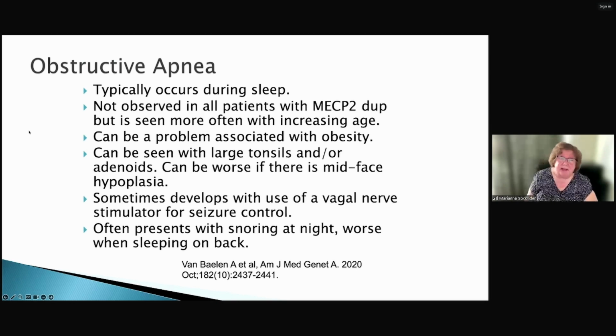Obstructive sleep apnea is something that we also have concern about. It's not seen in all patients with Mecp2, but it can be seen more often with increasing age. There can be various factors that contribute to this risk, in addition to some weakness of the upper throat and airway muscles. You can see this more with obesity. You can see it if a child has large tonsils and adenoids, even in children who don't have Mecp2. You can also see it more if a child has some mid-face hypoplasia. Sometimes obstructive apnea develops with the use of a vagal nerve stimulator for seizure control, and sometimes that requires some adjustment of the settings or some support for the sleep apnea. Obstructive sleep apnea often presents with snoring at night. Usually it's worse when you're sleeping on the back.